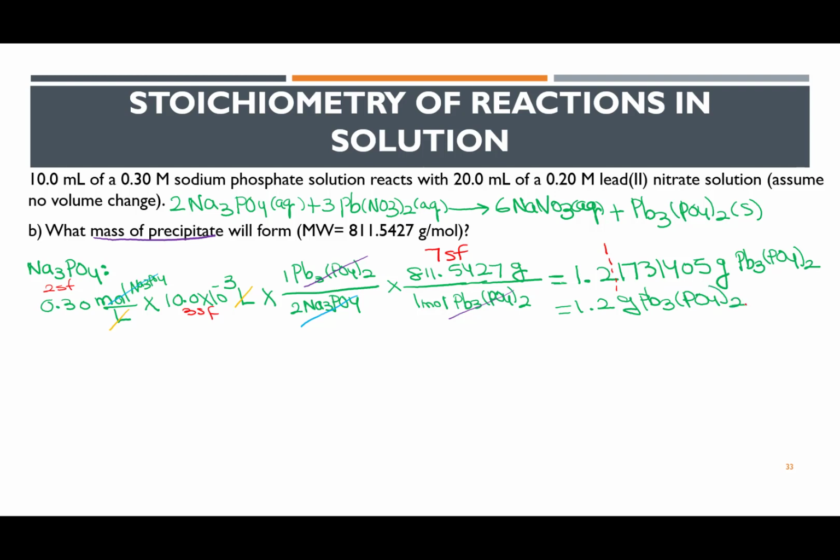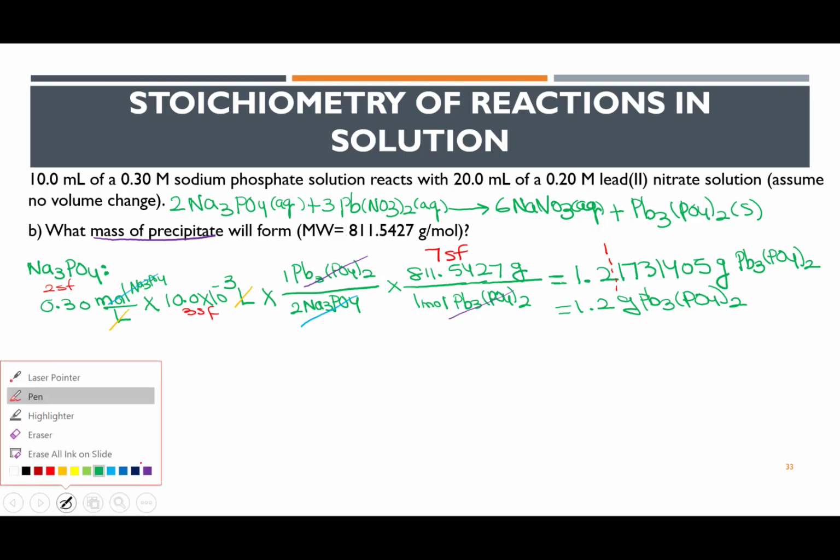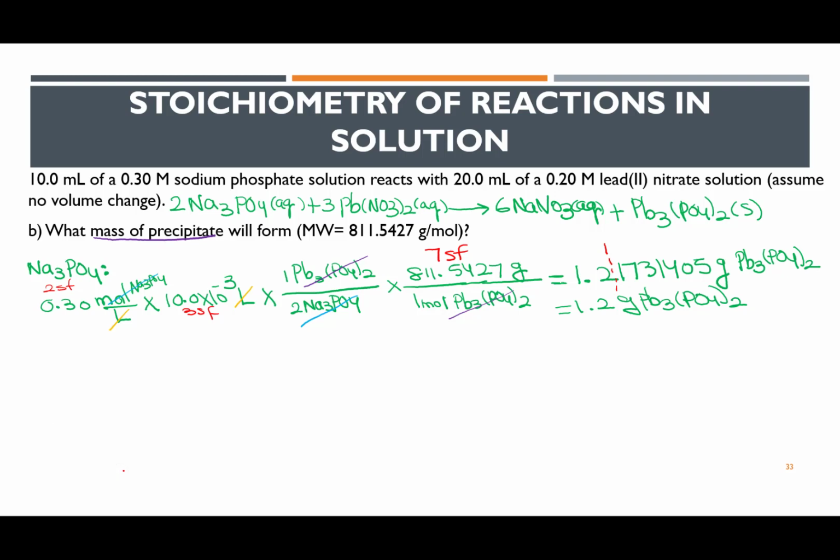Okay. All right. Now, we're going to do the exact same thing with lead 2 nitrate, because we're going to see which one of the two is the limiting. Okay. Now let's choose a different color. I'm going to choose dark blue, and I'm going to do the exact same type of thing with lead 2 nitrate.